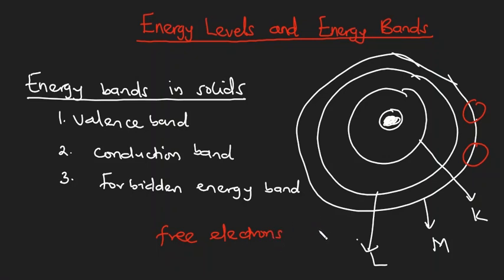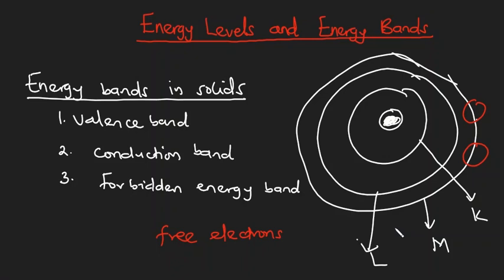So these free electrons will be moving. As they are moving freely in the outermost shell or the valence shell, they will result in conduction of current. So the free movement of electrons, or the movement of the free electrons in the outermost shell, results in the conduction of current.